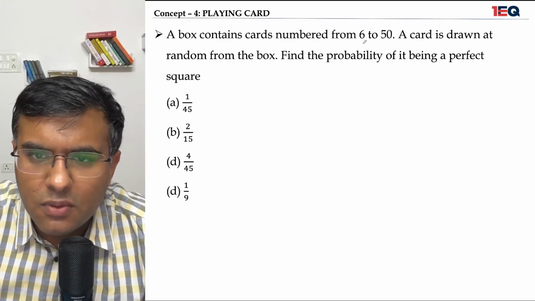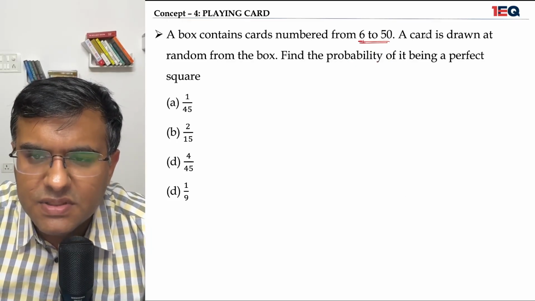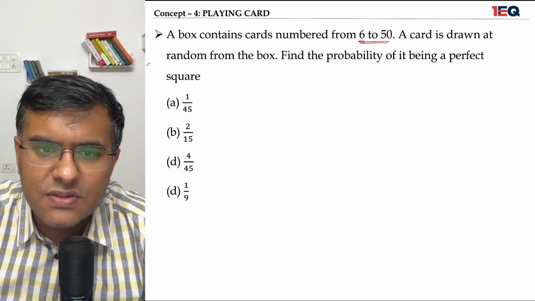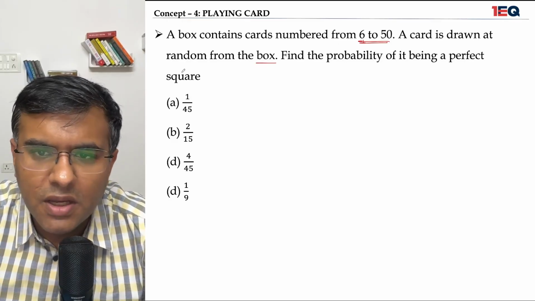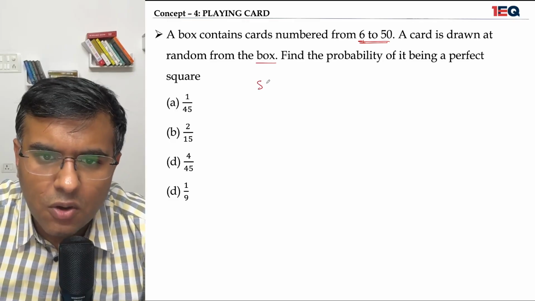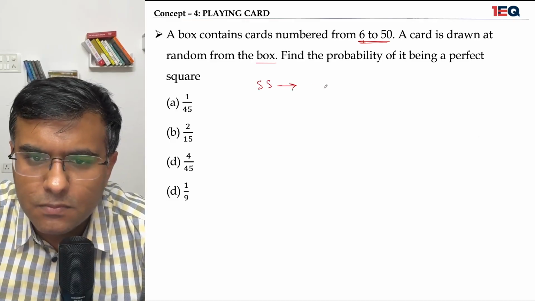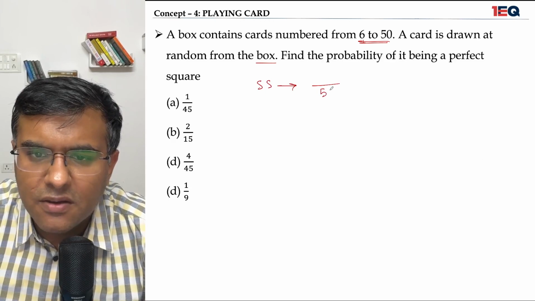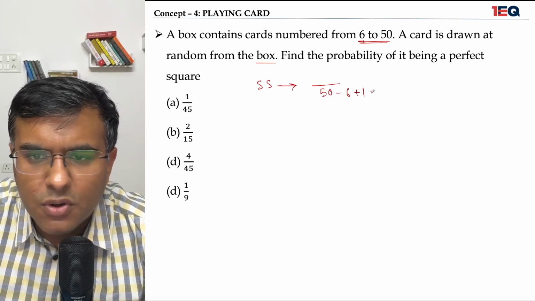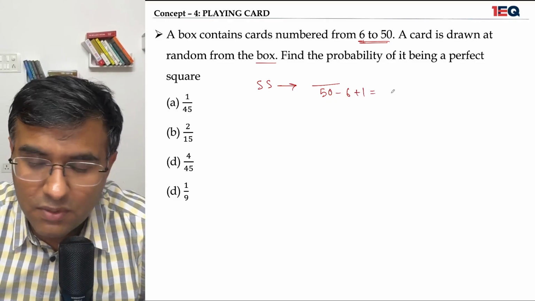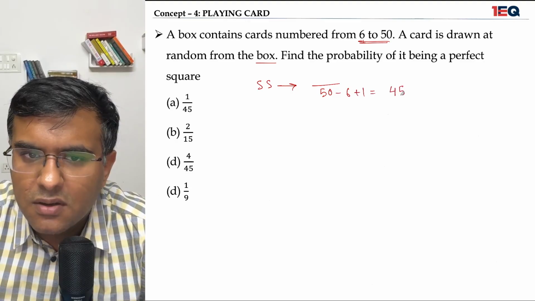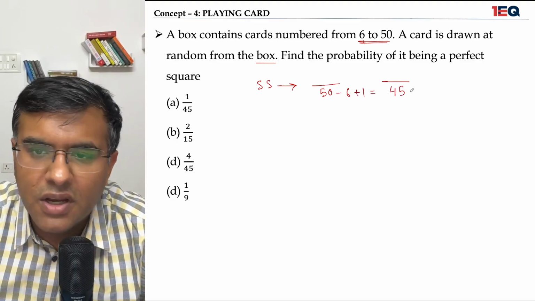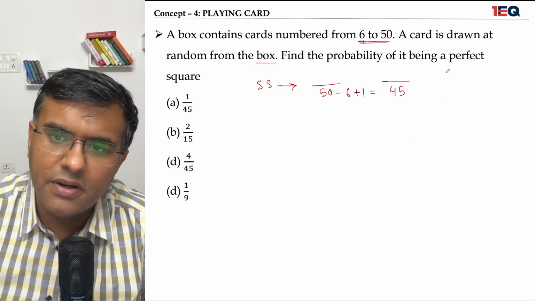Now we're talking about a box containing numbered cards from 6 to 50, and one card is drawn at random from the box. What is the probability of it being a perfect square? First of all, I'll talk about my sample space. My sample space is 50 minus 6 plus 1, because I have to include the 6 in it as well. So my sample space is 45 cards. I have a total of 45 cards that will stay in the denominator forever.